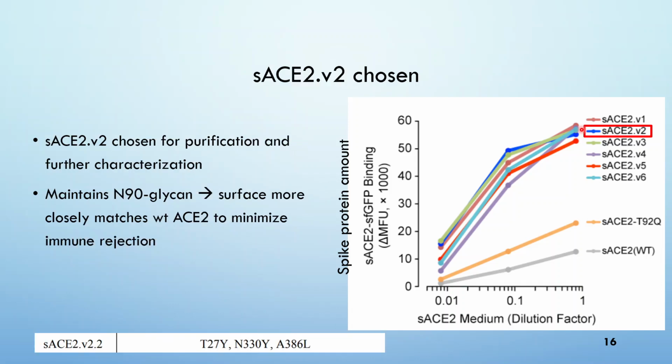Finally, they settled on this variant 2 containing 3 mutations. It binds well, it expresses well, but it contains the N-glycan group. Because as exciting as it is to know that removing the glycan improves affinity, at the end of the day, the protein has to be injected into patients, and there's a need to minimize immune rejection. And the researchers are concerned that without the glycan group, the ACE2 becomes too different.